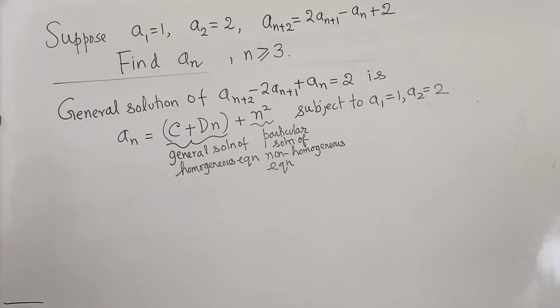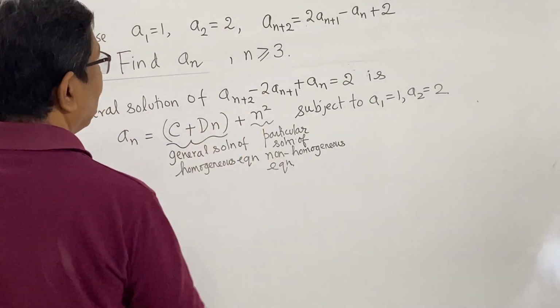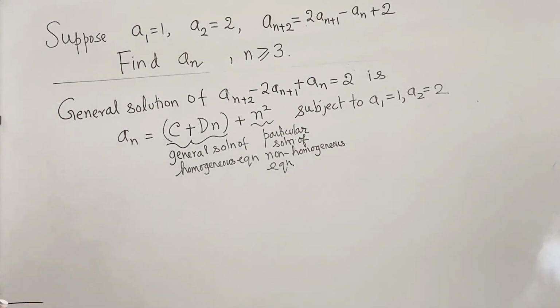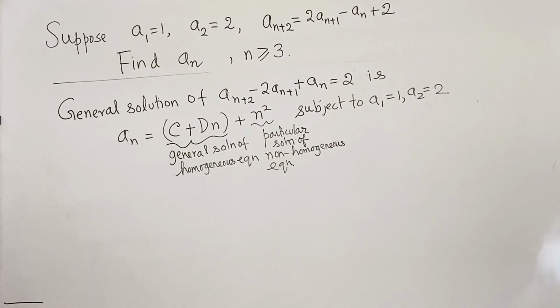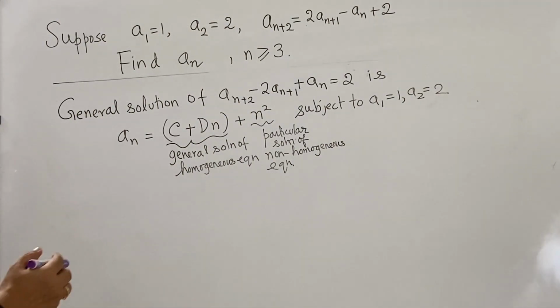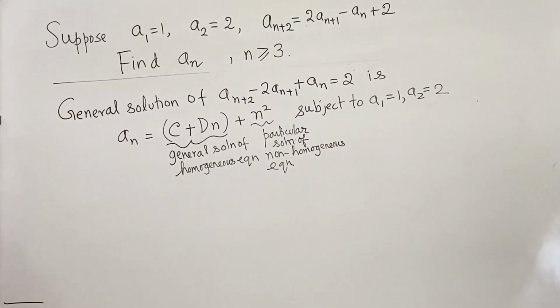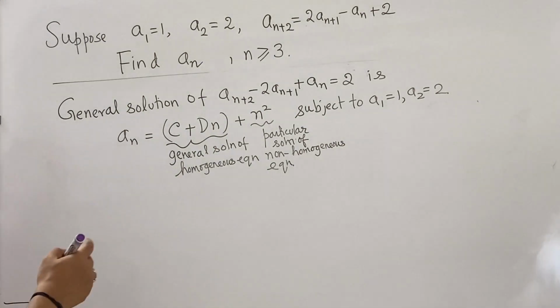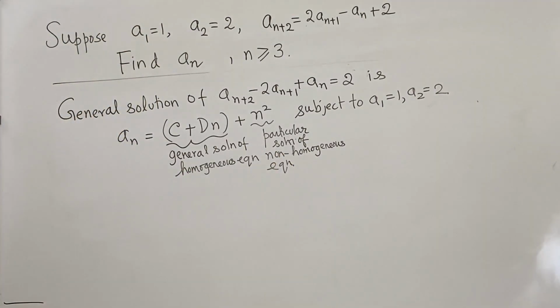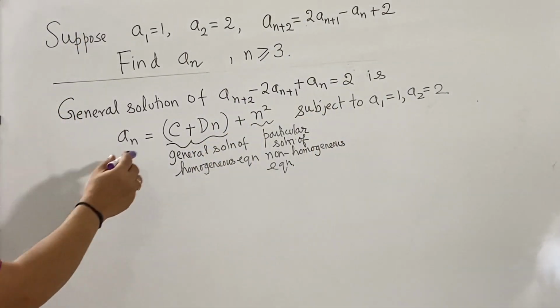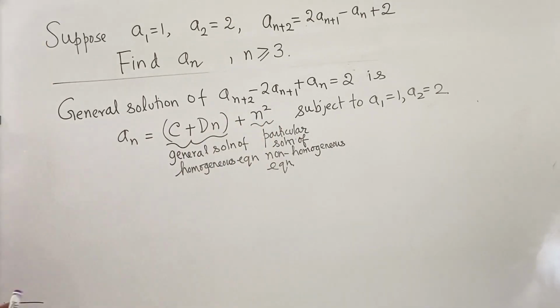Now, we look at the general solution of a_{n+2} minus twice a_{n+1} plus a_n is equal to 2, subject to the conditions that a_1 is equal to 1 and a_2 is equal to 2. So, we have already seen that the general solution of the homogeneous equation is c plus dn, and that a particular solution of the non-homogeneous equation is n squared. Therefore, the general solution of this non-homogeneous equation is c plus dn plus n squared.